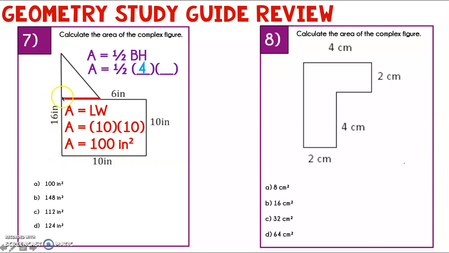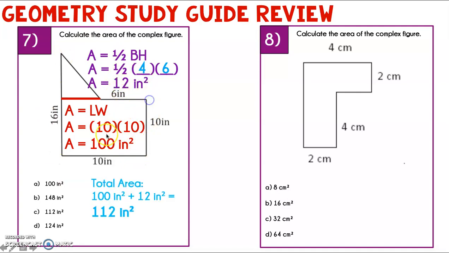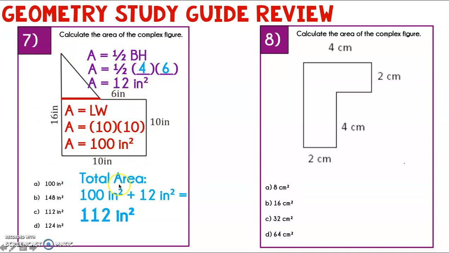So what we're going to do is we're going to take 16 and subtract out this 10, and that'll tell us the rest of the height, which is 6. And then we can just plug that in. 1/2 times 4 times 6 gives us 12 inches squared. So to get our total area, we're going to take our 12 inches squared plus our 100 inches squared, and that gives us a total area of 112 inches squared, or C.